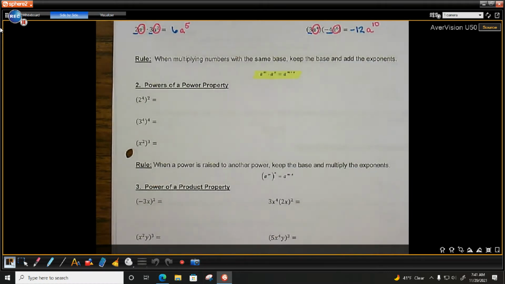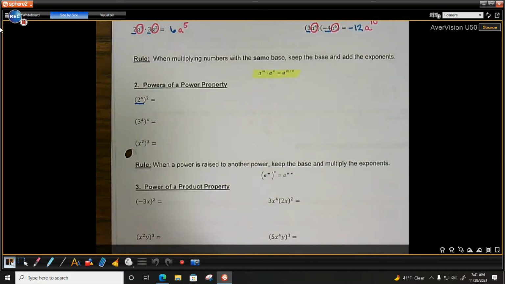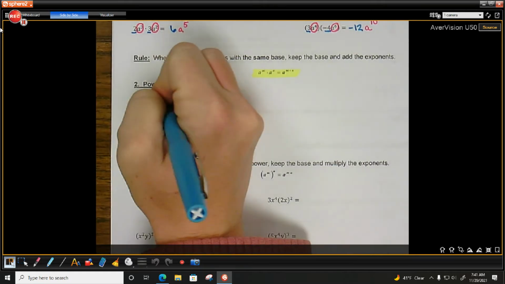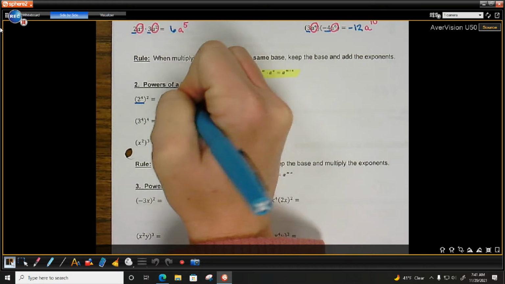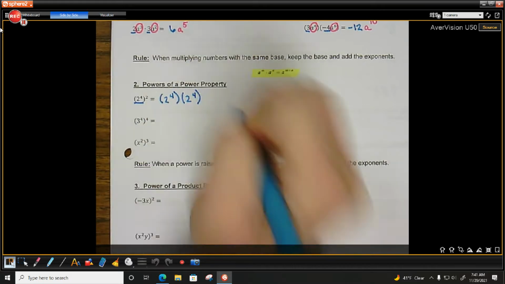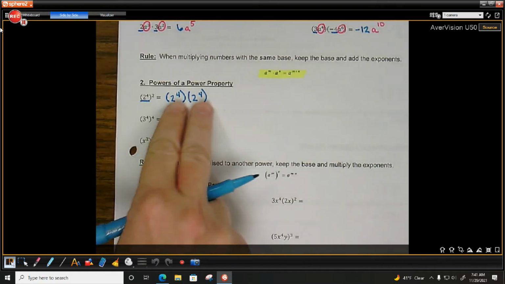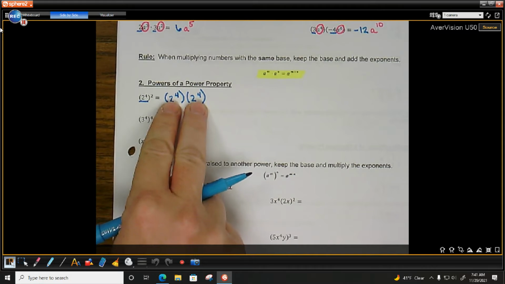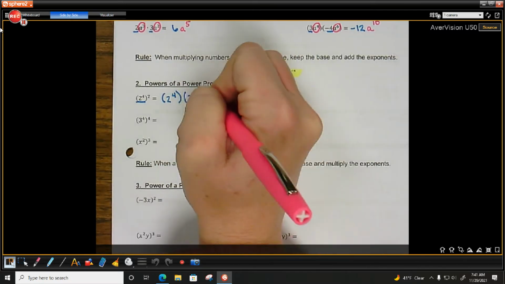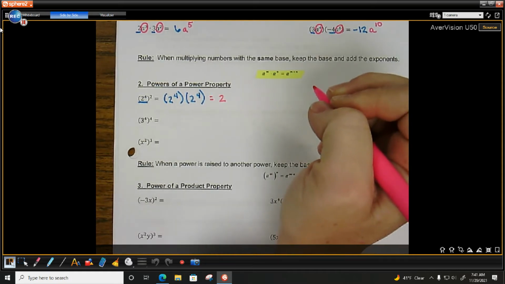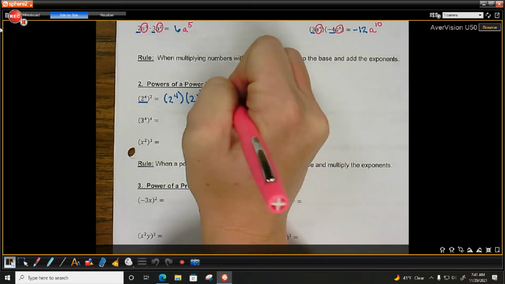So we're going to do like we did at the beginning. I'm going to expand this. I have parentheses to the 2nd power. So how many times are you going to write the parentheses out? 2 times. So 2 to the 4th, 2 to the 4th. Now does this look like the ones we did up top? Do I have 2 bases that are the same? Yeah, keep your base and do what to the exponents? Add them. 4 plus 4 is 8. So 2 to the 8th power.